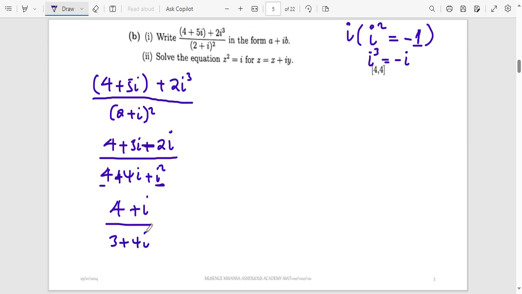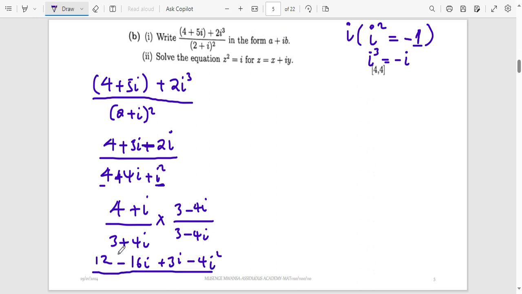3 plus 4i. And then now conjugate. Multiply on top by 3 minus 4i. You are just changing the sign of the imaginary part. 4 times the 3 is a 12. 4 times negative 4i is negative 16i. i times 3 is 3i. i times negative 4i is negative 4i squared.